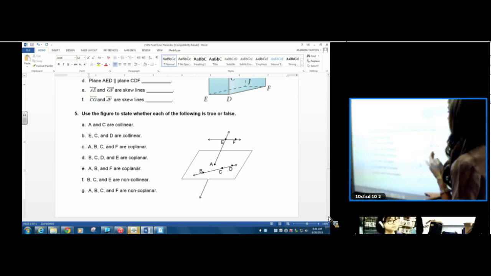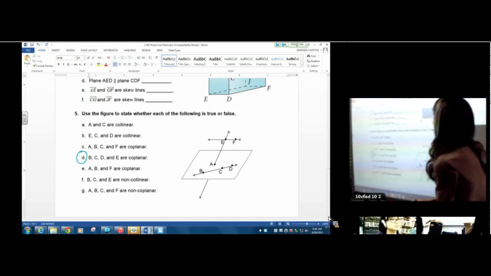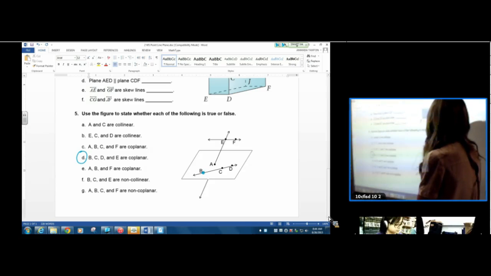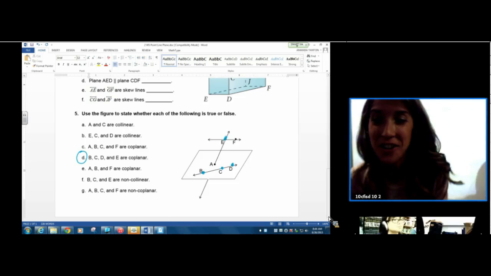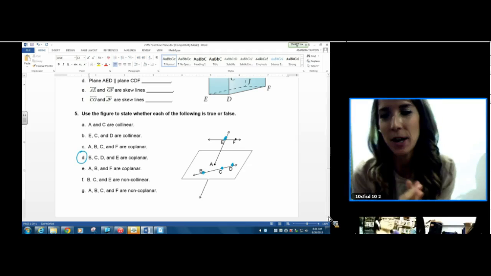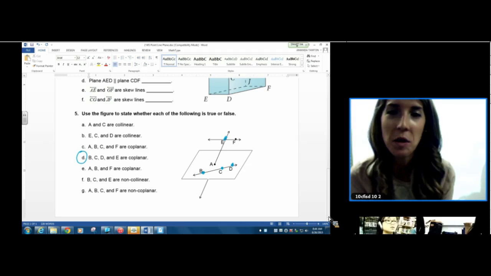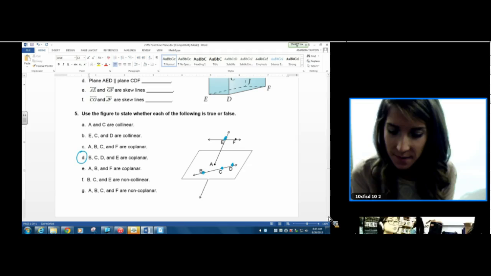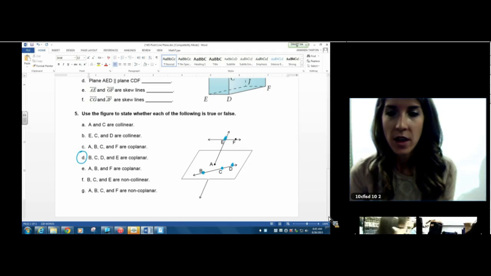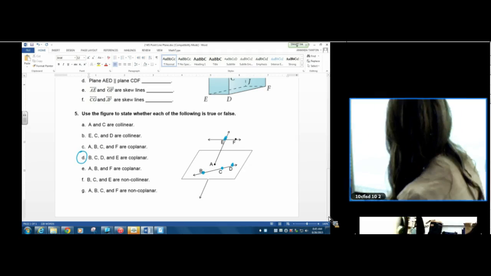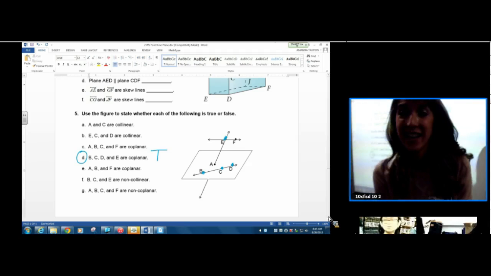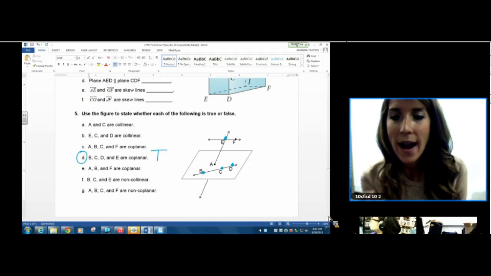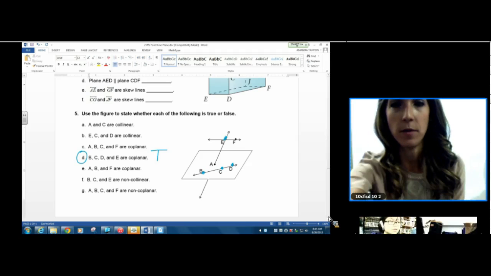All right, number 5D. B, C, D, and E are coplanar. This was probably the hardest question on your homework. You found it. That was the hardest question on your homework. And we are going to talk more about that in today's lesson. But let me tell you why this one is true. And another one just like this could be false. Why did this one make the cut and not the other one? So let me tell you why.